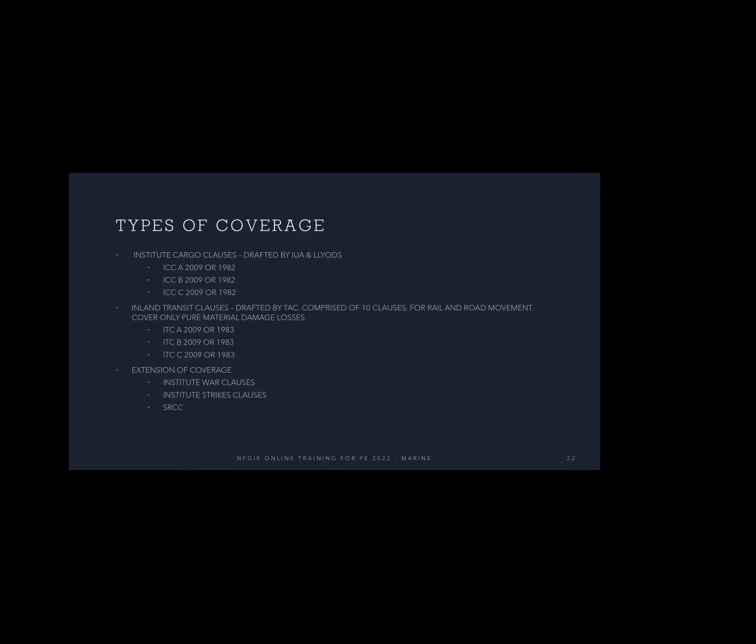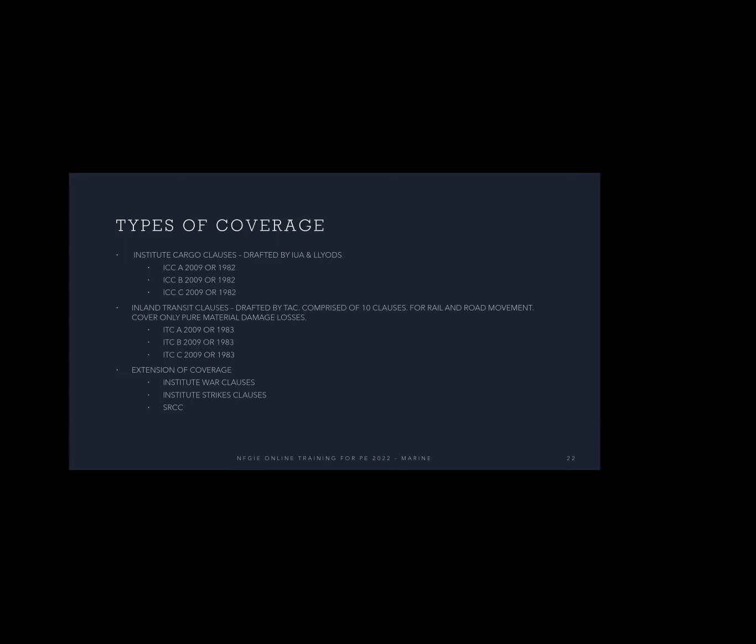These have been drafted by IUA and Lloyd's. We saw what IUA is. The old clauses were done by ILU. So we'll be discussing ICC 2009 clauses only.